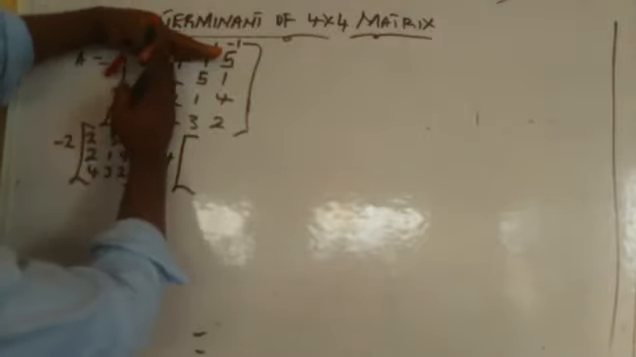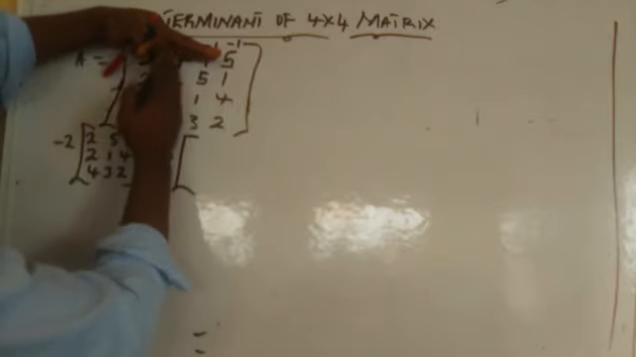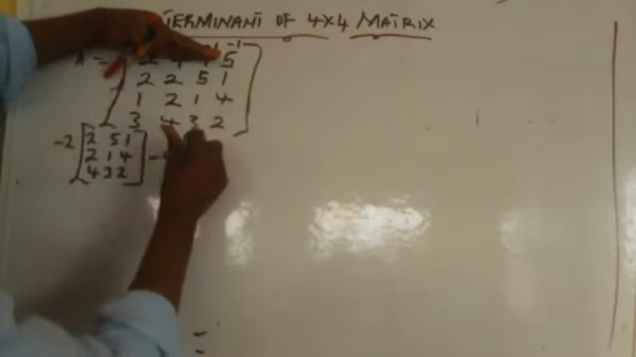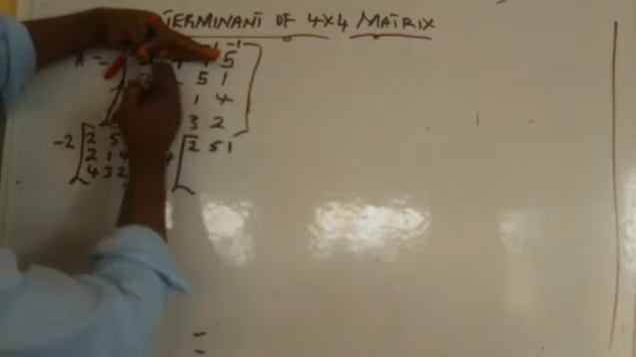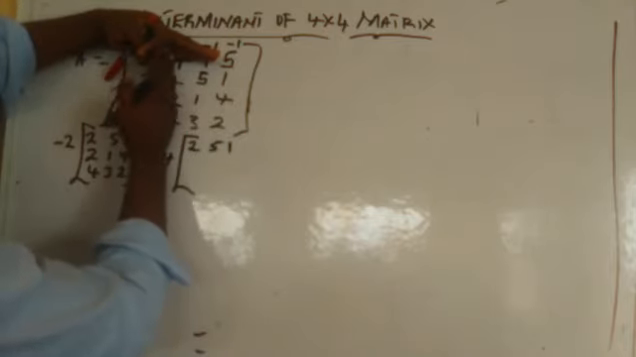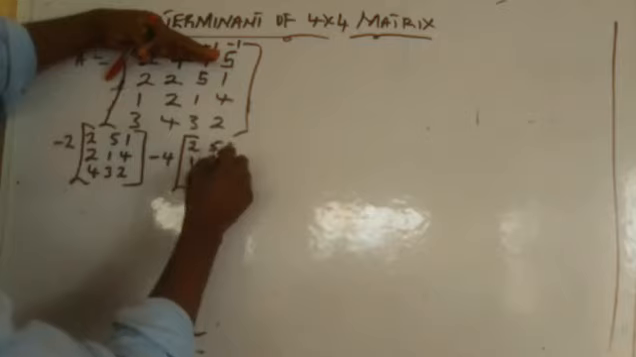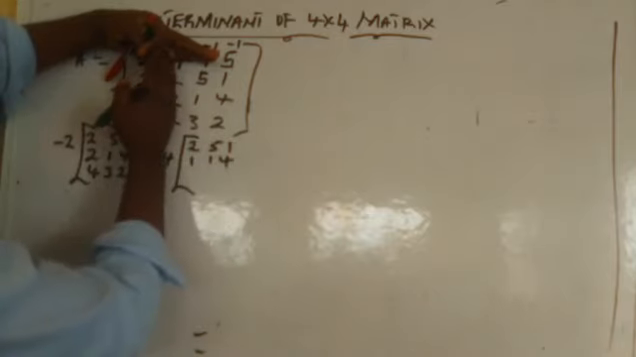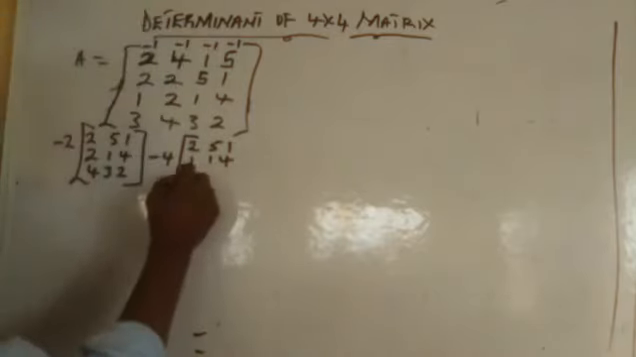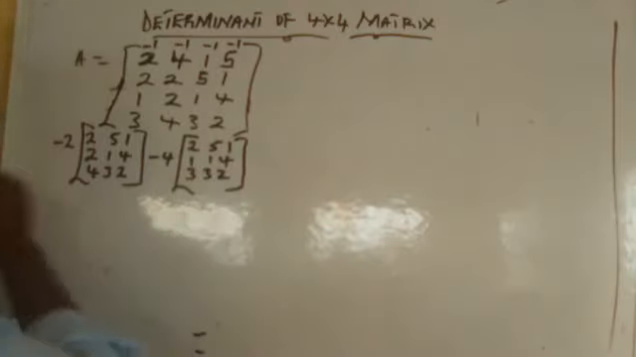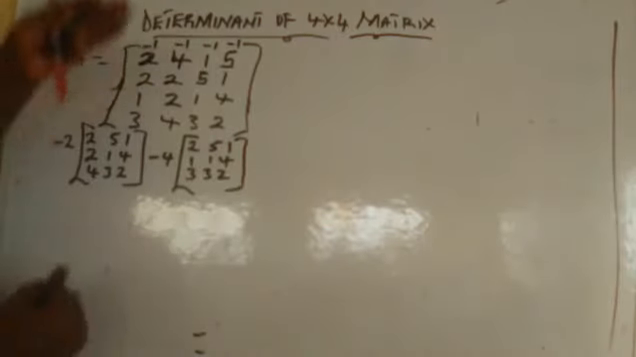Then I close here. Eliminating the first row and the second column, I'll be having 2, 5, 1. Then 1, 1, 4. Then I'll be having 3, 3, 2. Then that's for the second one. And the third one, the same thing.